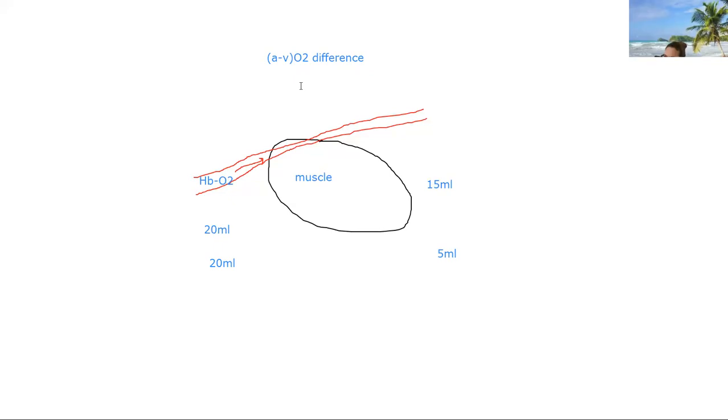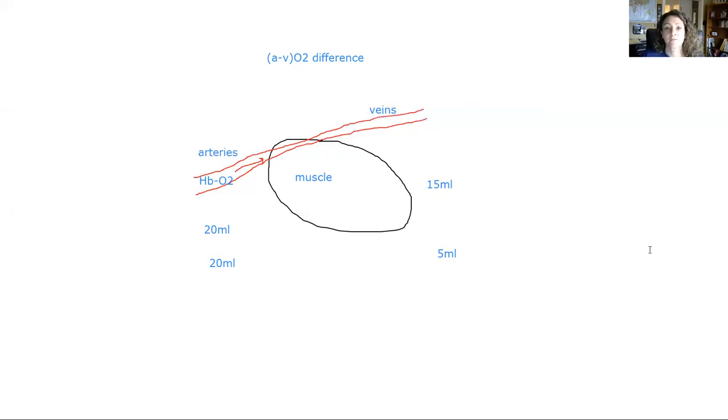Yes? Repeat again, difference between O2 content in the arterial blood and the O2 content in what? In the veins. Thank you. So this is arteries, this is veins.